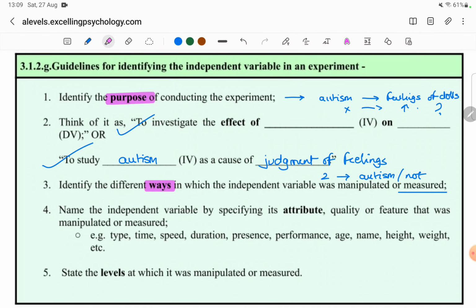Next, what I have to do is name the independent variable by specifying its attribute that was measured. Did the researcher measure how severe participants' autism was? No. Did he measure since how many years they were having autism? No. So he did not measure severity. He did not measure duration. What did he measure? He simply measured whether they had autism or not. So presence or absence of autism is all he has studied. So the attribute he studied is presence or absence. Okay, and what are the levels at which he has measured this independent variable? That we have seen in step 3. Either the presence of autism or absence of autism.